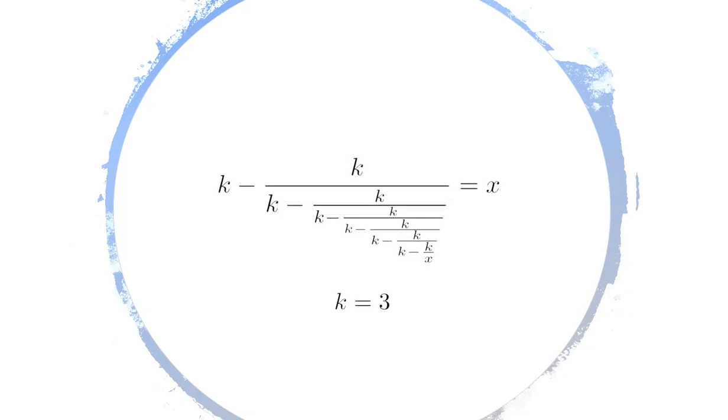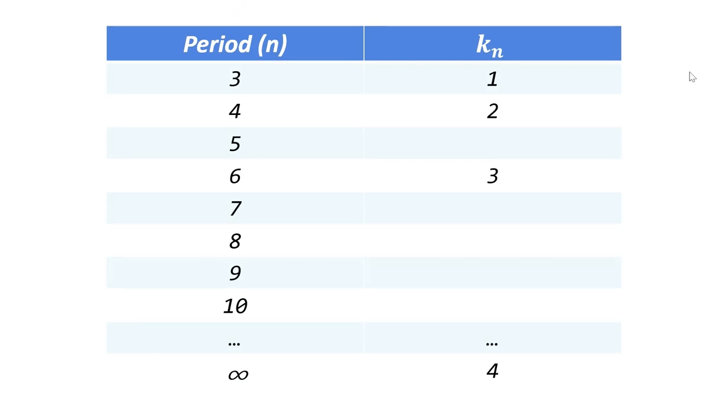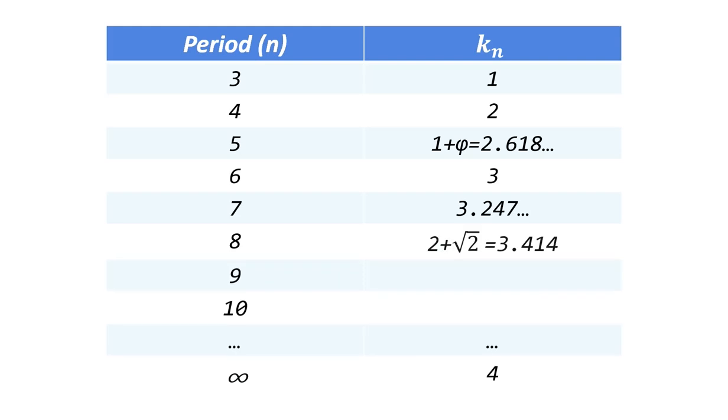These are the 3 solutions we've already explored, but there's more. Here are the first few. For a period of 5, we get that k equals 1 plus the golden ratio phi. For a period of 7, we get this number, and for a period of 8, we get 2 plus the square root of 2. For 9, we get this number, and for 10, we get 2 plus the golden ratio.